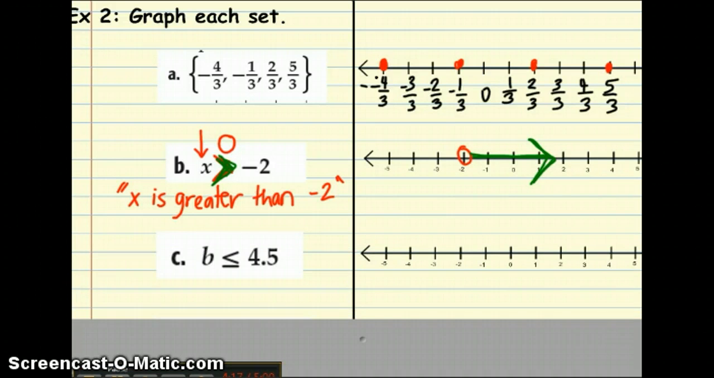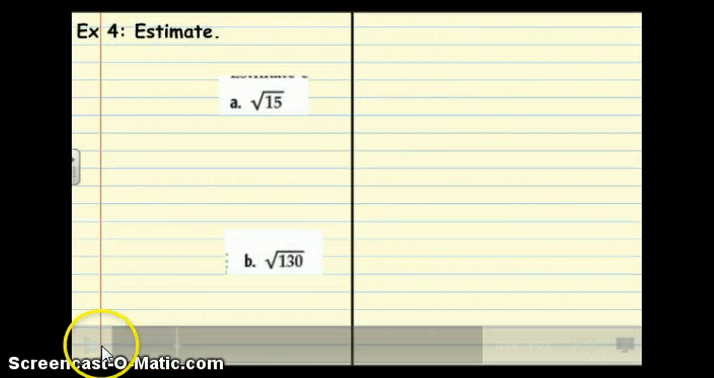For C, x is less than or equal to 4.5. So I have to locate 4.5 on my graph. This less than or equal to inequality tells me that it's a closed circle. And again, I'm following the arrow. So the solution is all of the numbers that are less than or equal to 4.5.